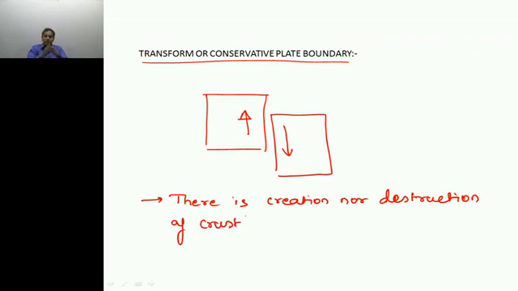Why is there no creation? For creation of the crust, the earth has to move away. For the destruction, the crust has to go inside the mantle and get destroyed. But when they are going parallel to each other, when they are sliding past each other, there is no creation, neither destruction. And therefore, there is a conservation of the earth crust. Therefore, they are known as conservative plate boundaries. Now in these conservative plate boundaries, the plates just slide past each other.